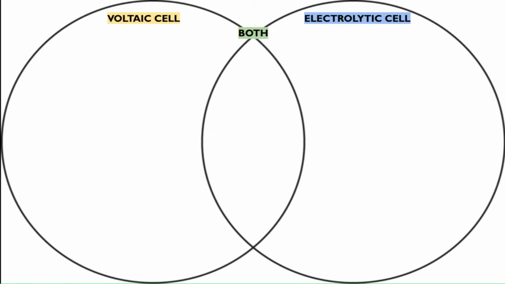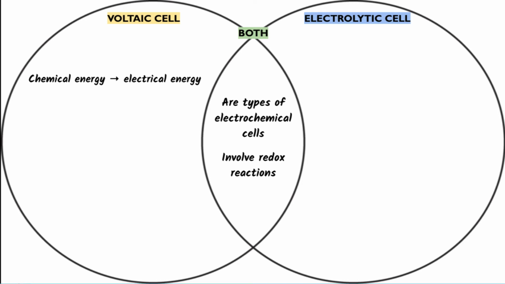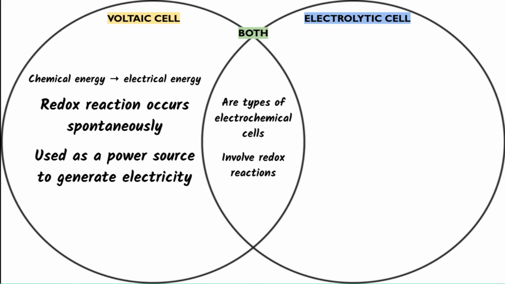So voltaic cells, if we're thinking about like a Venn diagram, I always like a Venn diagram to organize my two different processes. If we think about voltaic cells and electrolytic cells, it's useful to remember what they have in common. They're both a type of electrochemical cell, and they both involve redox reactions. In a voltaic cell, chemical energy is being converted into electrical energy. The redox reaction that's involved occurs spontaneously. And voltaic cells are often used to generate electricity. So for example, in batteries, a voltaic cell is used because the redox reaction occurring spontaneously will convert chemical energy into electrical energy.